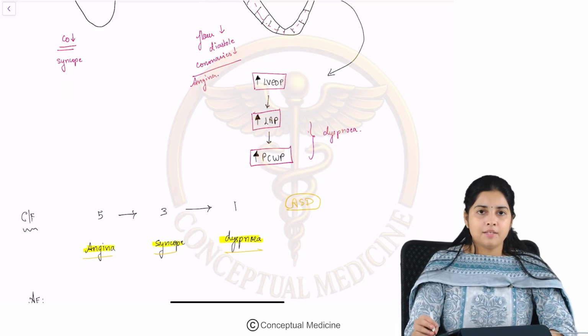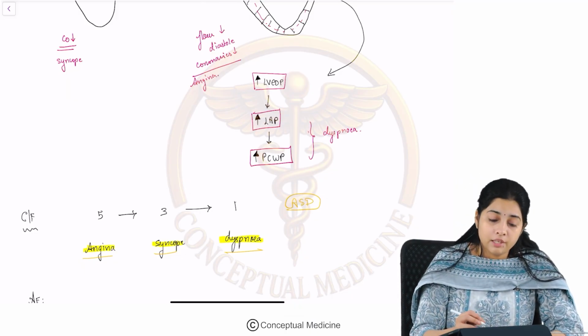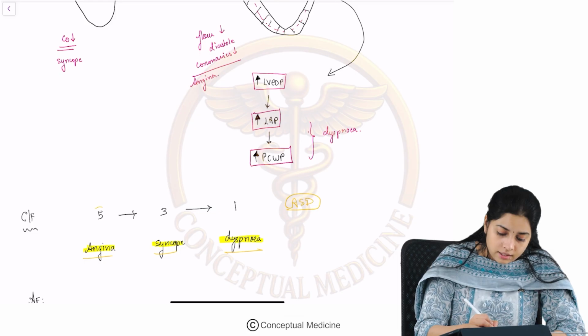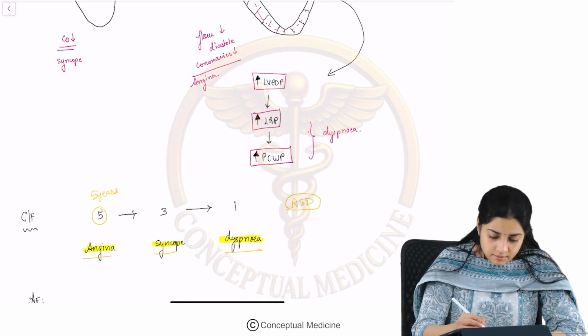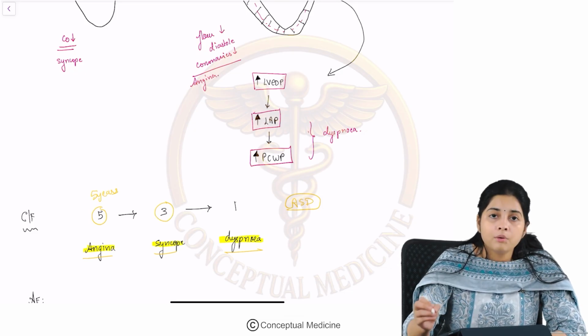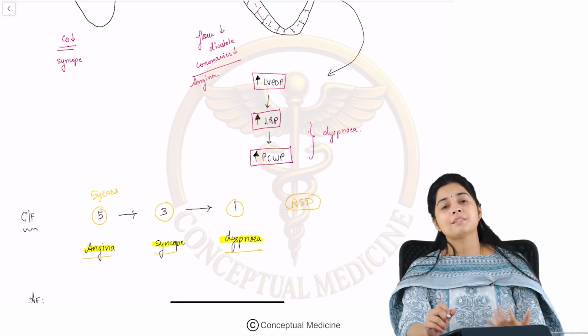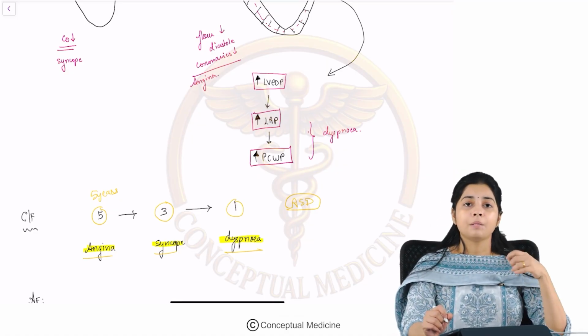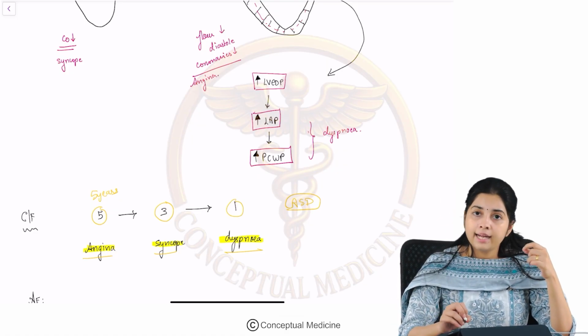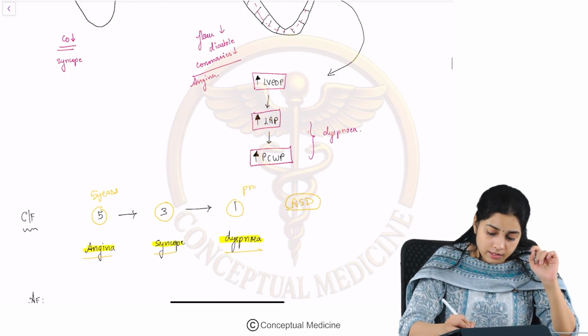So what are these numbers? When a patient of aortic stenosis develops angina, he has 5 years to live. So the mortality is 5 years. Then with the development of syncope, he has only 3 years to live. And with the development of dyspnea, that basically means that there is already some amount of pulmonary hypertension that has set in and the prognosis is very, very poor.